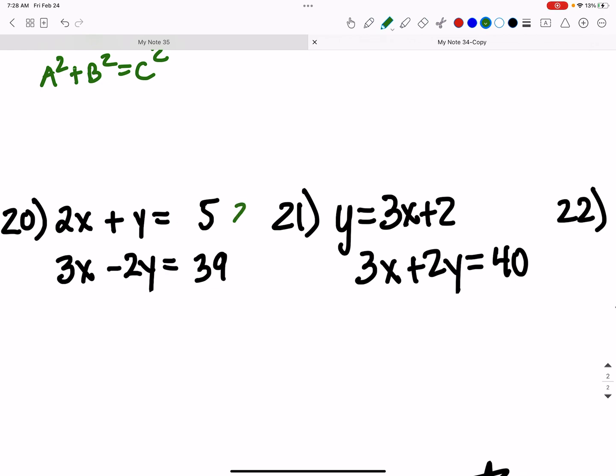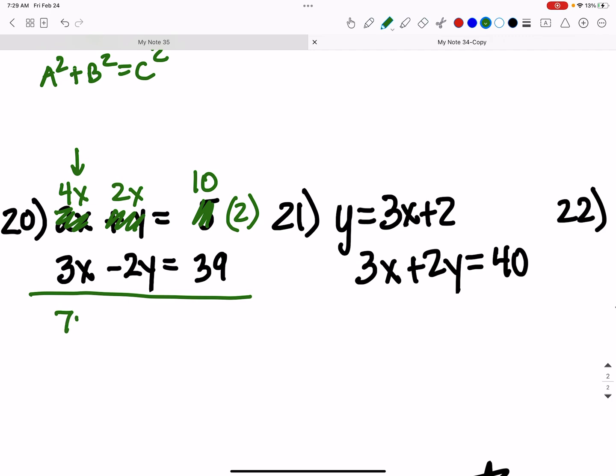For you guys who don't know how to do it, this one's going to need to get multiplied by 2. The reason is to make this one 4x, and this one 2x, and this one 10. Now when we add them straight down, we have 7x's equal, the 2x's and negative 2x's cancel out. 10 plus 39 is 49. So now we know that, divided by 7, our x equals 7.